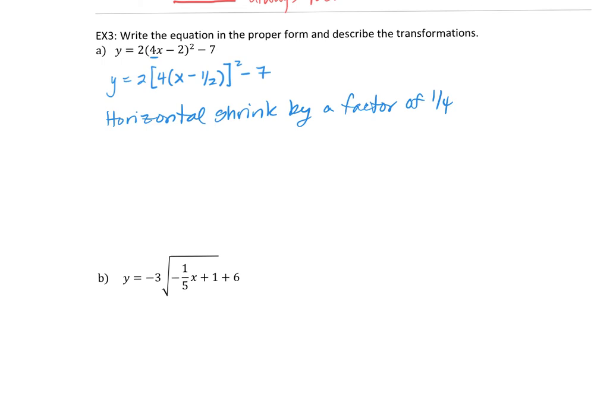Once I've described that, let me go ahead and underline this. So we've talked about this 4. Now I'm working on my x's first. I don't have a reflection across the y-axis. Notice it's not a -4, but I do have this -1/2. And since it's a -1/2, it's going to be a horizontal shift right by 1/2 unit. Or just a shift right.